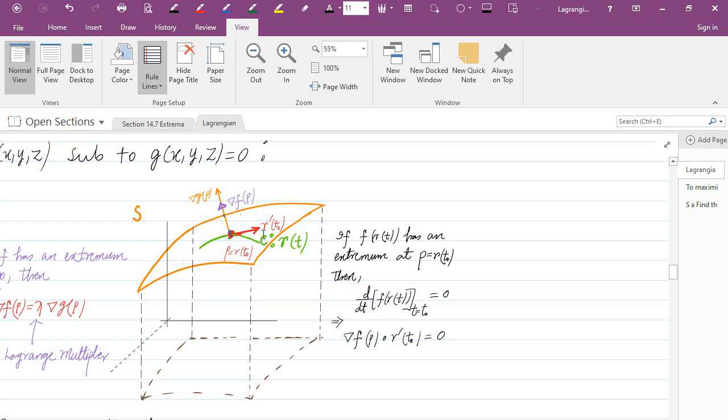Now, notice that we are assuming that the extremum of f occurs at the point P. Now, if we look at the function f restricted to the curve C, then we can look at the following function.